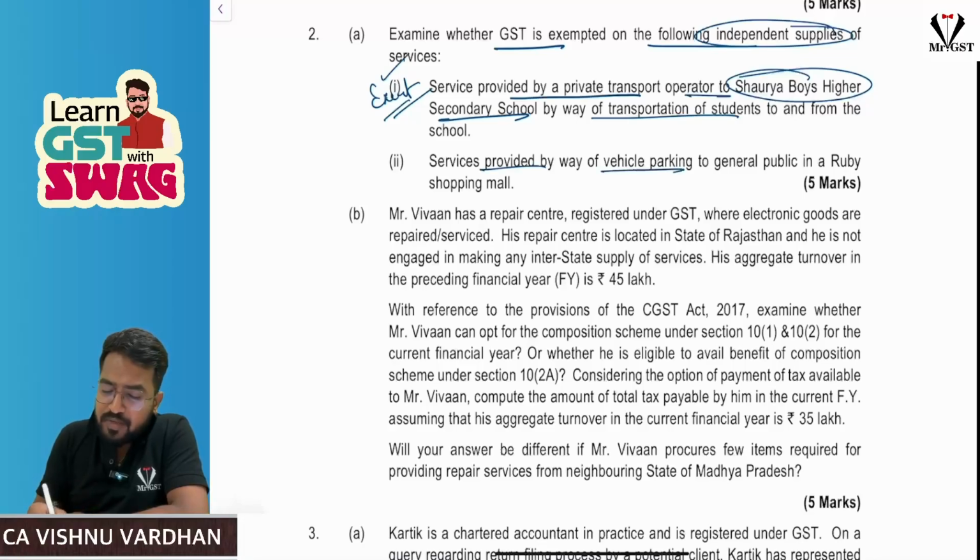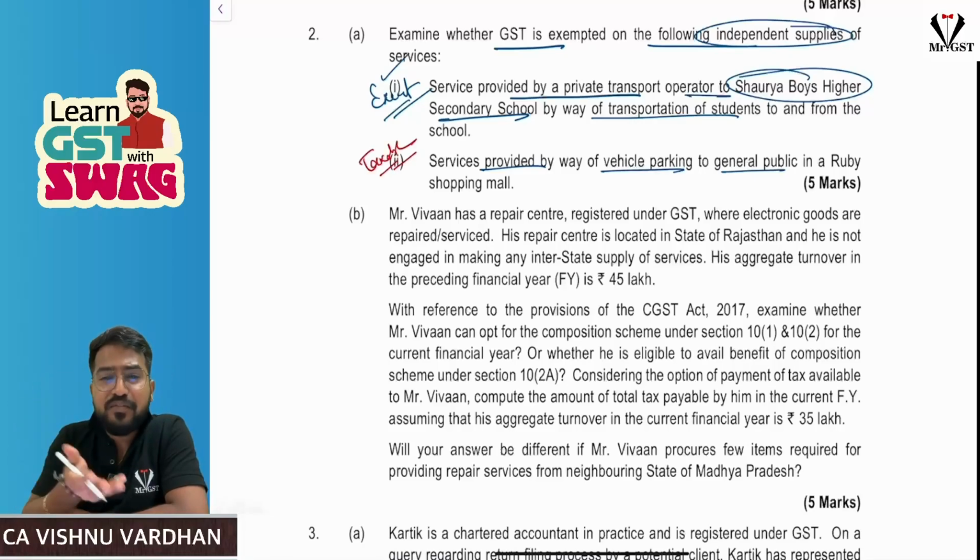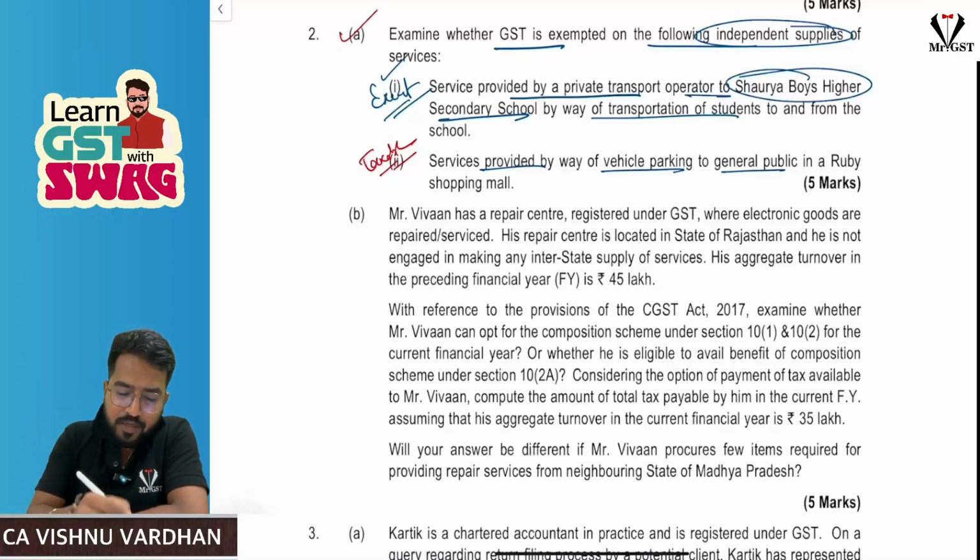Next, services provided by vehicle parking to the general public. We have never read this point in exemptions. So this is taxable. Whenever we go to a shopping mall, obviously we are paying GST on the parking fees also. There is no such exemption for vehicle parking to the general public in shopping malls, so it is obviously taxable. So this is part A of the question.